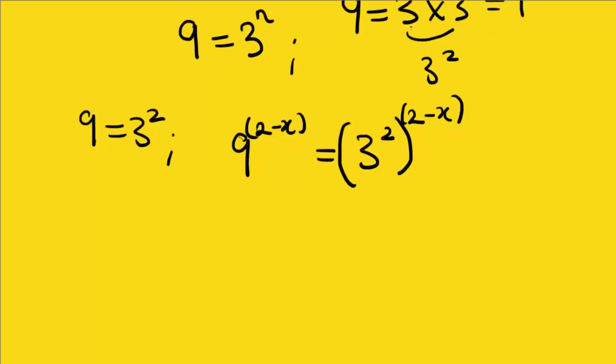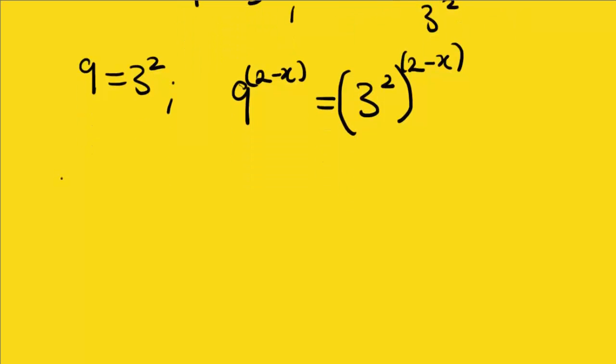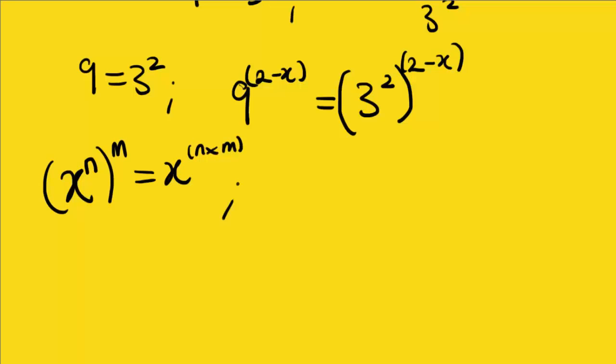So we're now going to use the law of indices. I'll rewrite it: x to the n to the m is x to the n times m. That's the same law we're going to use for this expression. Now the equation, we've written the left hand side, which was originally 9 to the 2 minus x, as this.